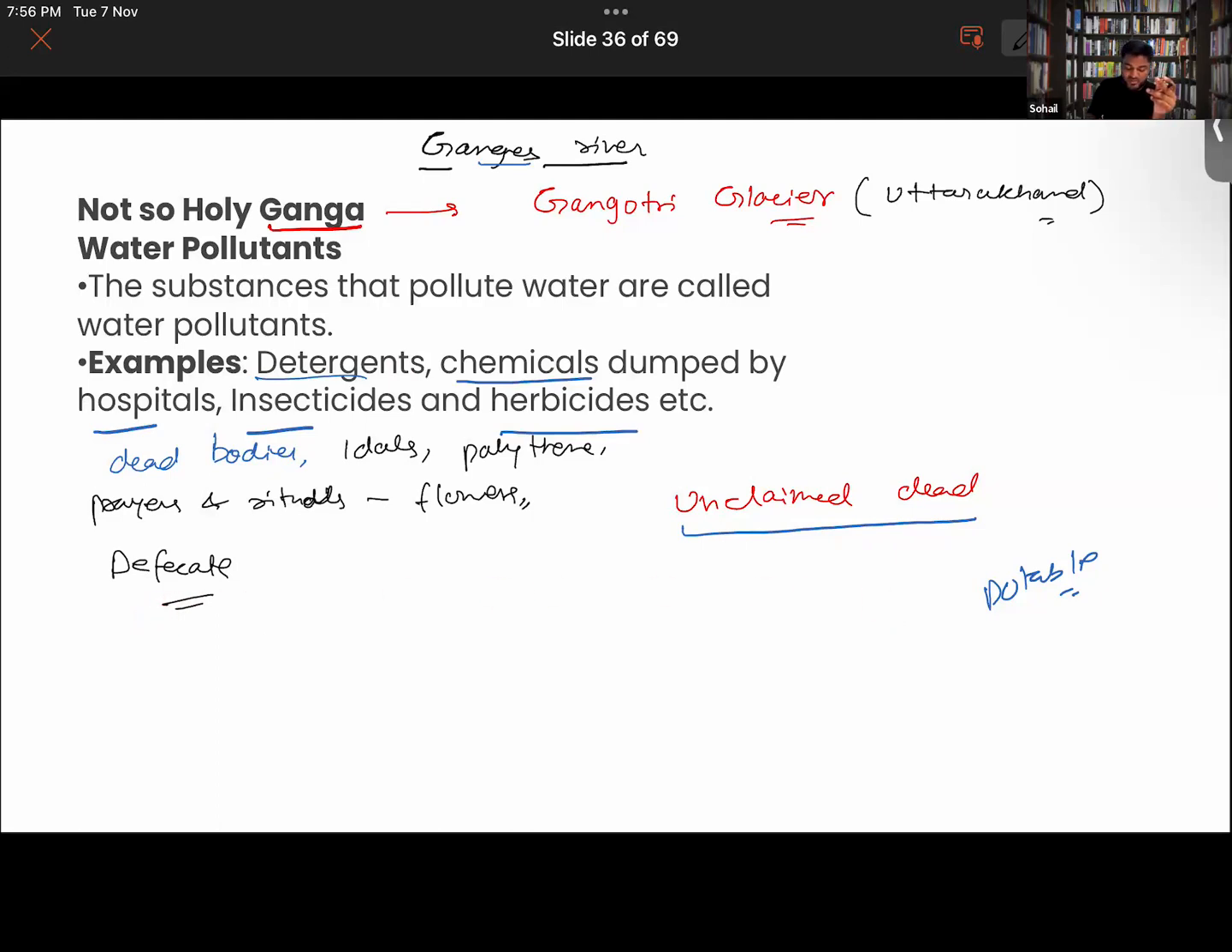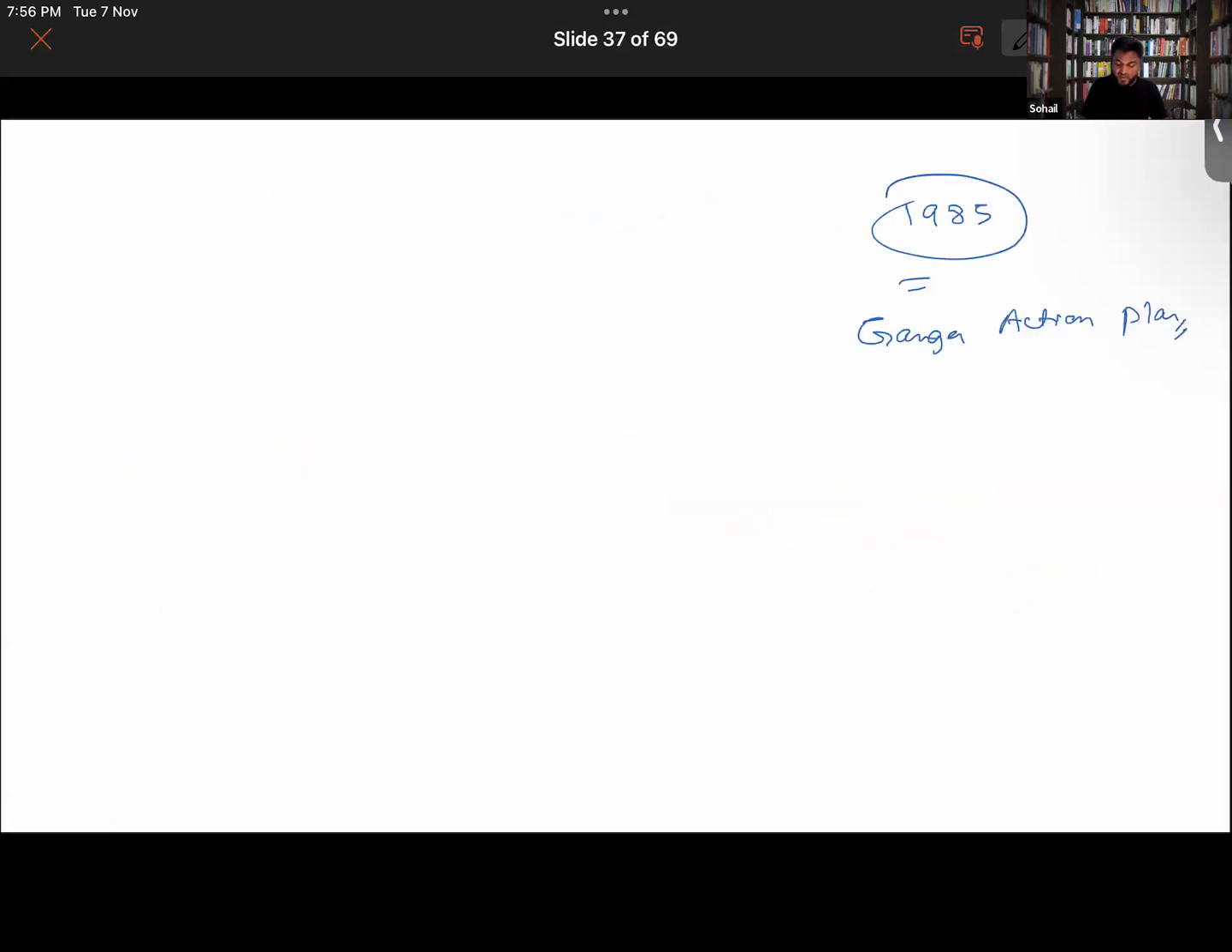Okay, so all these are different sources of pollution for the Ganga river. And I told you about the Ganga Action Plan in the year 1985. So what was the Ganga Action Plan? It was an ambitious plan to clean the Ganga. All of you pay attention here, the questions might actually come from this topic.